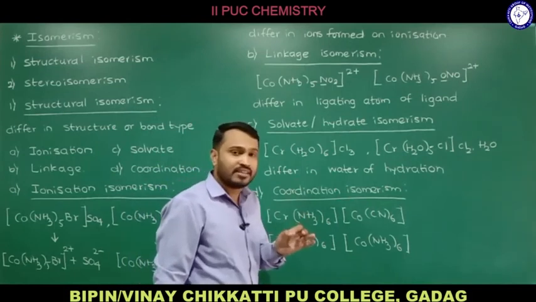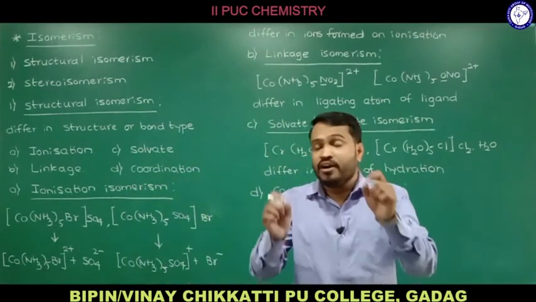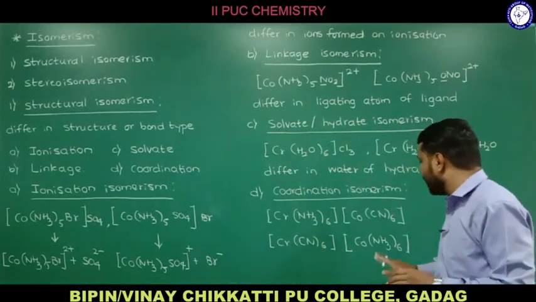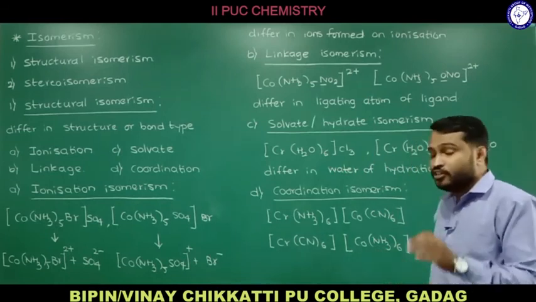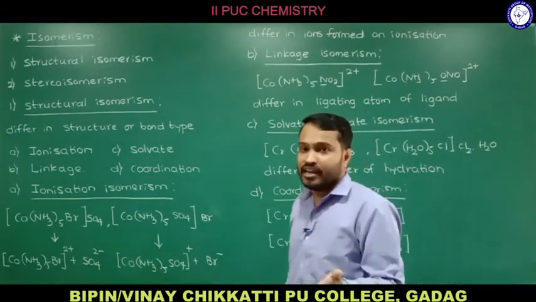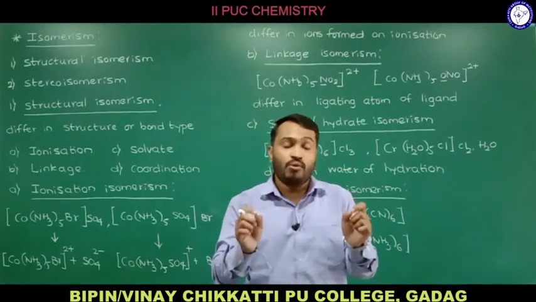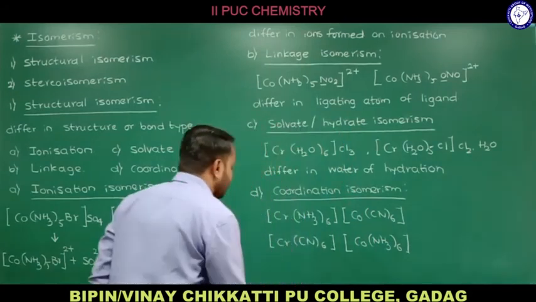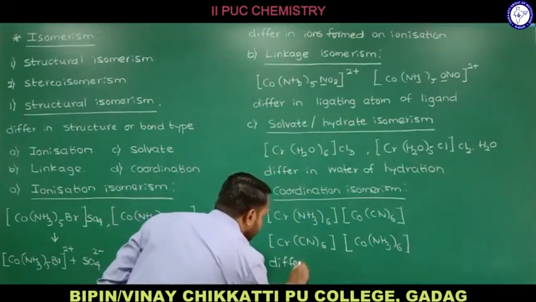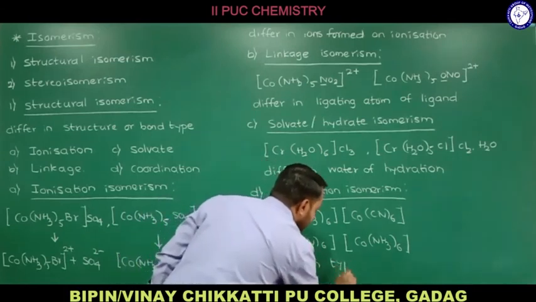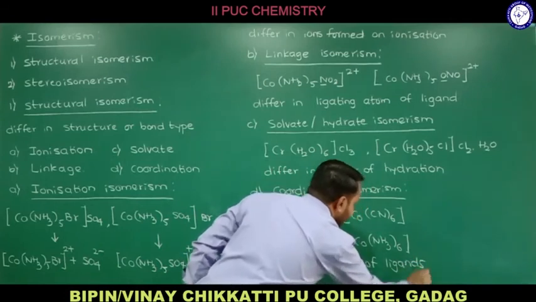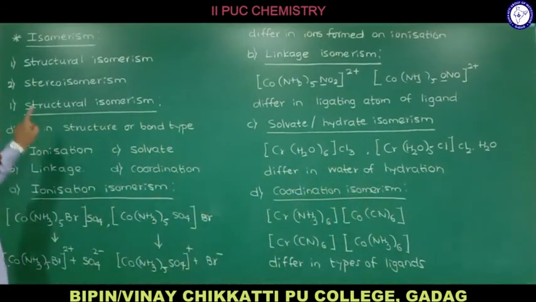So the complexes have the same molecular formula but differ in types of ligand. Amine is the ligand, CN minus is the ligand, CN minus is the ligand, and amine is the ligand. So they differ in types of the ligand, and such kind of complexes we call coordination isomers, and the phenomenon we call coordination isomerism. The key point, let me write here, they are supposed to differ in types of ligands.